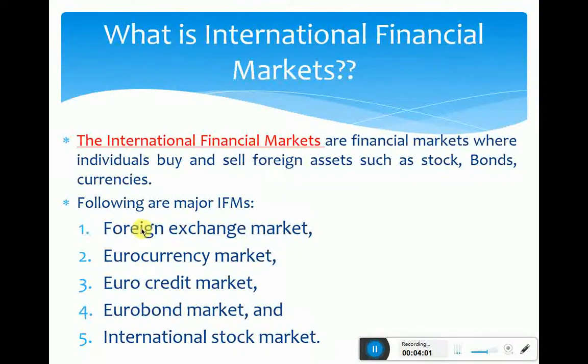Number one, we have the foreign exchange market. Number two, we have the euro currency market. Number three, the euro credit market. Number four, the euro bond market. And number five, the international stock market.